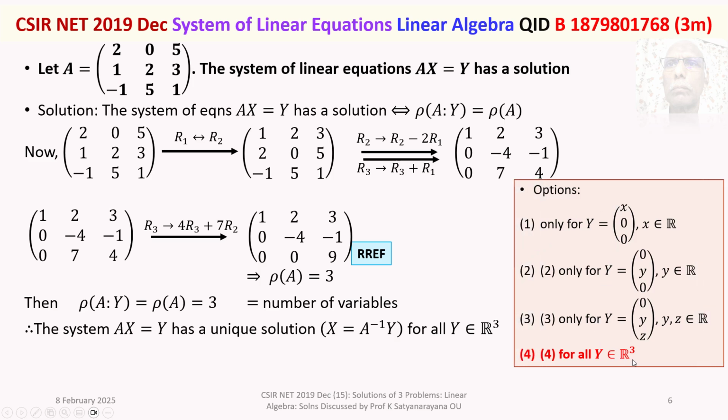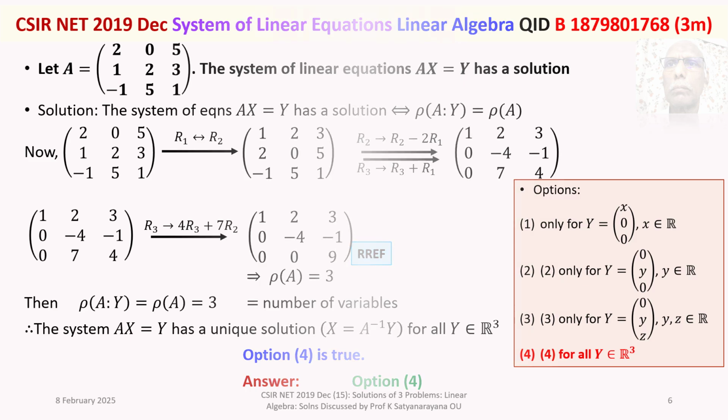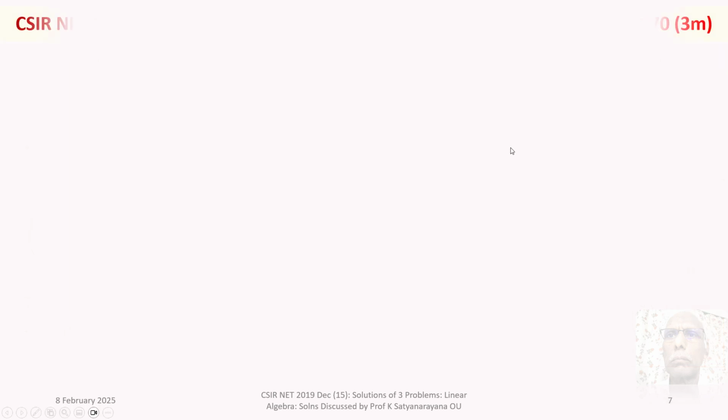Let's look at our options. Our answer, for all y belongs to R cube, appears against option 4. Therefore, the answer to this question is option 4. That is the detailed discussion of the solution of this problem. It is a very simple and straightforward problem. Let's move to the next question.